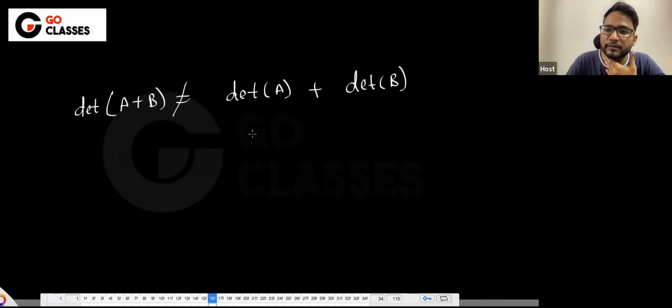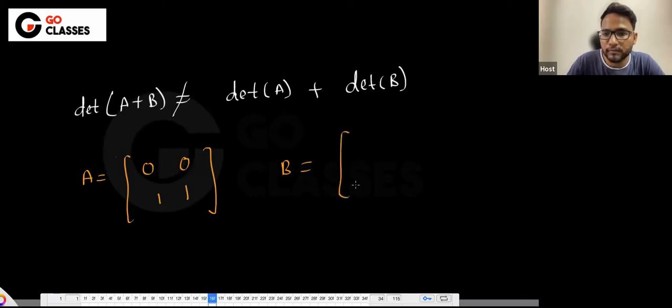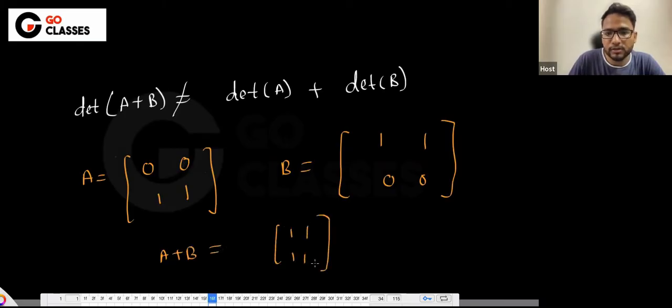Can you give me some example? Let's have A, which has determinant 0, maybe 0, 0, 1, 1. And let's have B, which also has determinant 0, maybe 1, 1, 0, 0. If you add A plus B, it will be 1, 1, 1, 1. We will talk later about how to find the determinant. But the determinant of A plus B is not 0, while this is 0 and this is 0. So in general, that is not true, and this is not the linearity either. Linearity applies on the row or on the column.